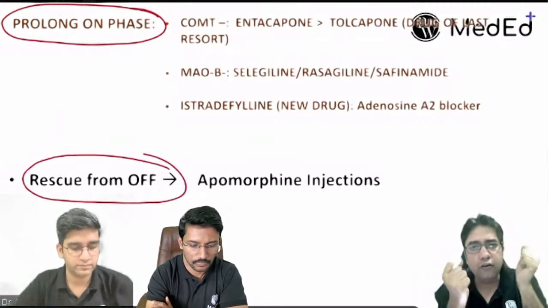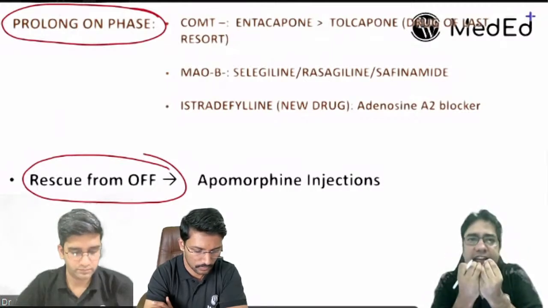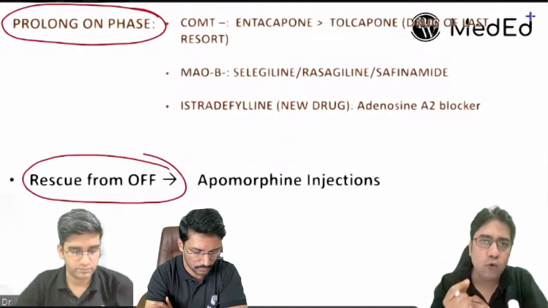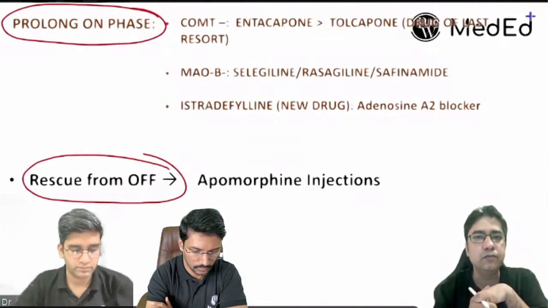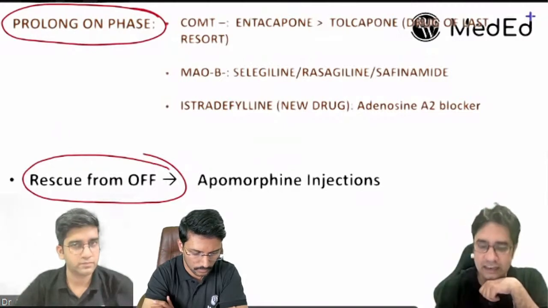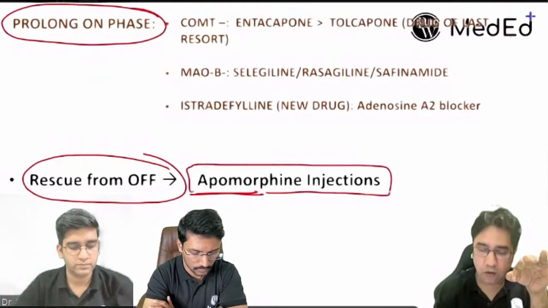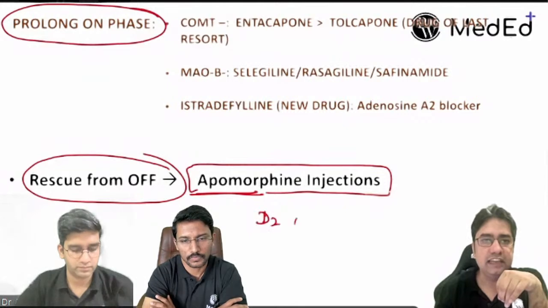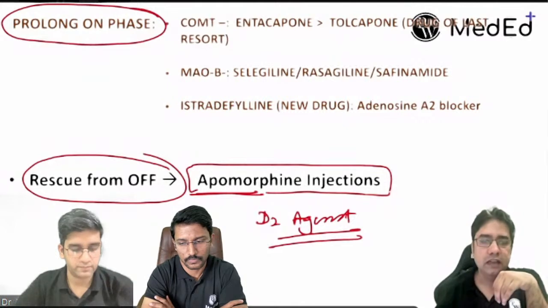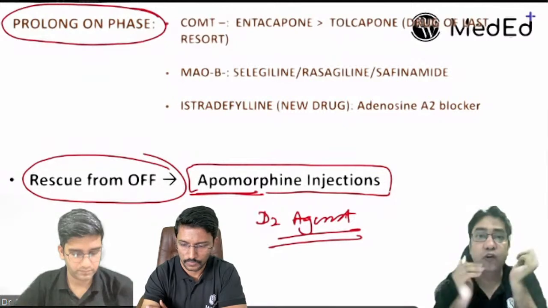First, let's talk about how a rigid person in off phase comes to you in the emergency, who cannot eat anything, cannot even swallow his own saliva. Can you give that patient an oral drug during the off phase? The answer is no. So we have only one injectable drug in Parkinson's disease. And the drug of choice to rescue the patient from the off phase is apomorphine injection. Apomorphine is a directly acting dopamine receptor D2 agonist, which we just learned. Now we have to prolong the on phase. Hence, we have to combine certain drugs with levodopa.